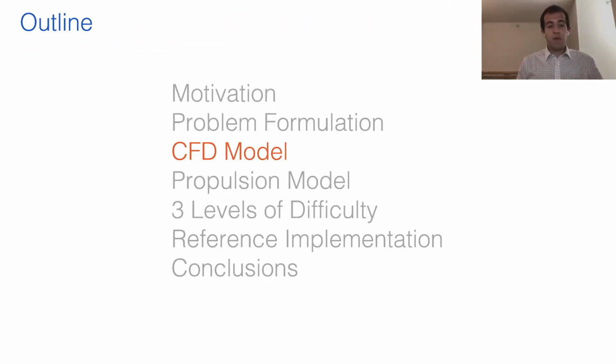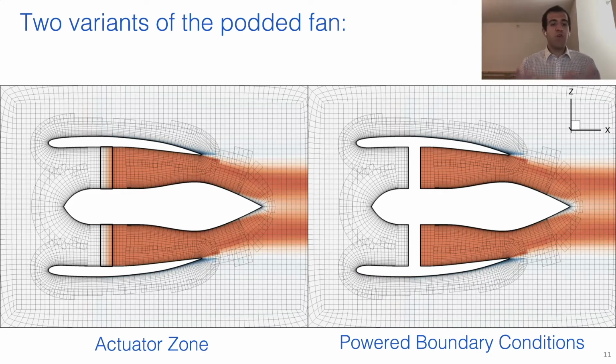And now I'm going to introduce the CFD models we developed for this problem. We have two variants of the podded fan. On the left, you're seeing the actuator zone model where we add body force terms into the volume cells that are inside this fan. And on the right, you're seeing a version that uses powered boundary conditions at the fan face and fan exit to create the effect of the fan on the flow.